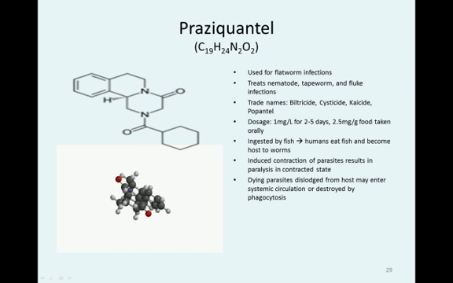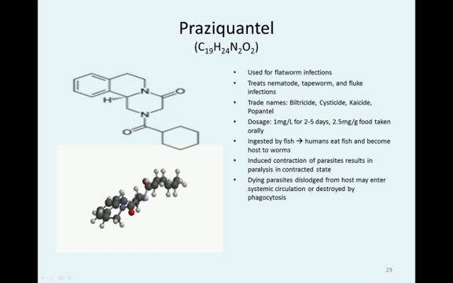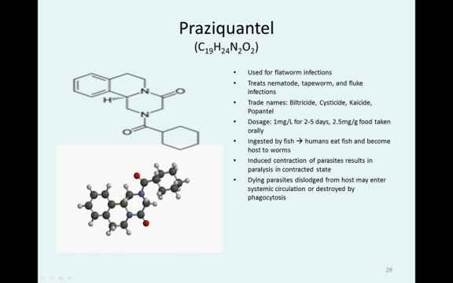Praziquantel, used for flatworm infections. Treats nematode, tapeworm, and fluke infections. Dosage: 1 mg per liter for 2 to 5 days, 2.5 mg per gram food taken orally. Ingested by fish. Humans eat fish and become host to worms. Dying parasites dislodged from hosts may enter systemic circulation or be destroyed by phagocytosis.